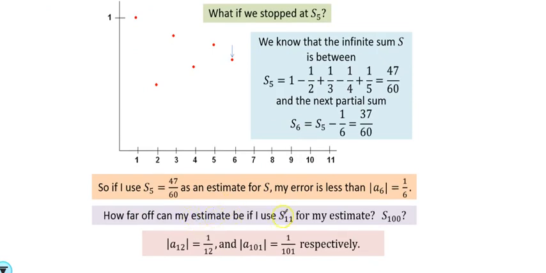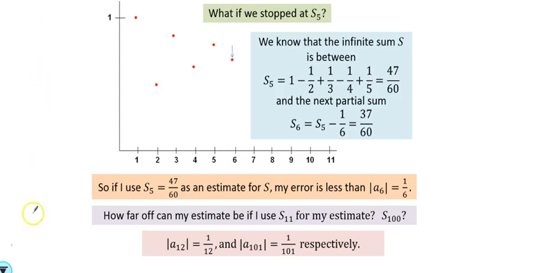So what happens if I stop at 11? What will be my error? Well, the 12th term will be my error. If I need to take 100 terms, how close will my answer be? Well, the 101st term will be my error. So this topic is very important, but not so difficult. Always the next term will be the error. Error is always an absolute value.